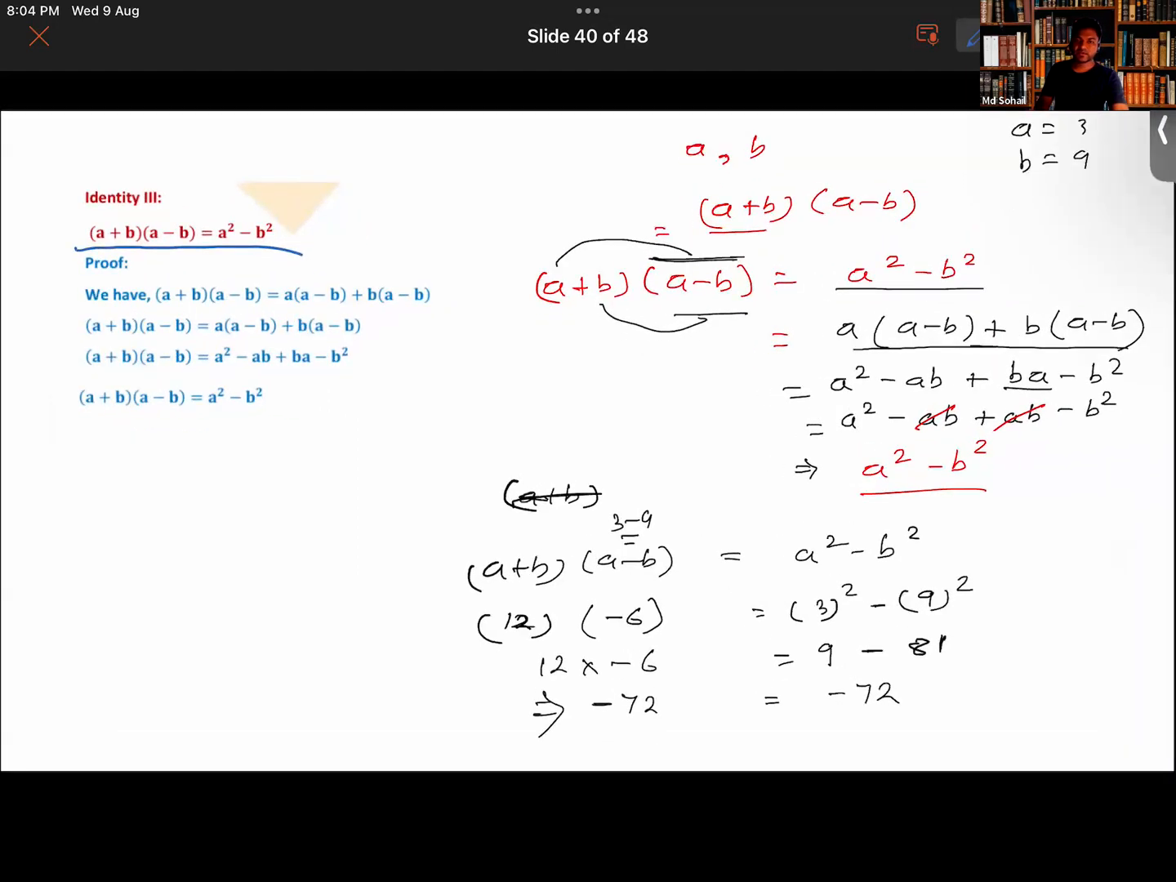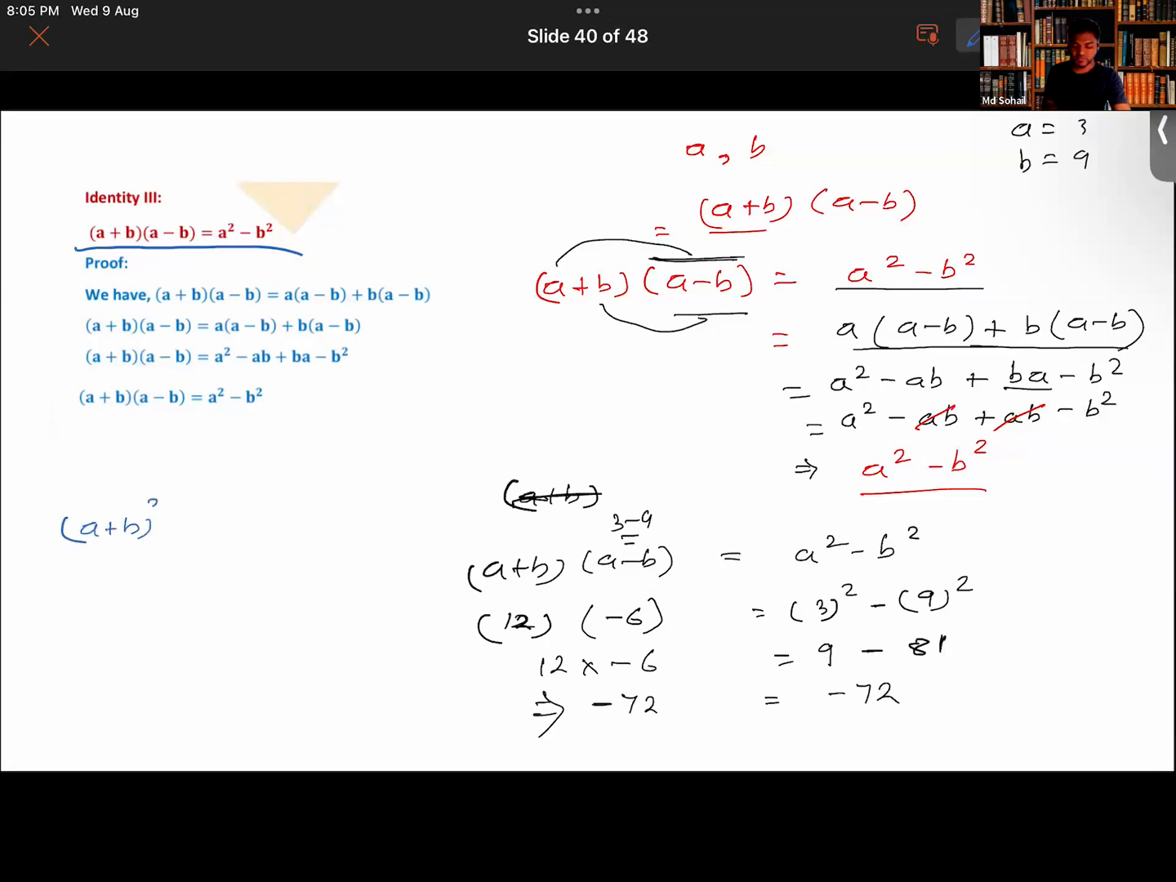Now there's one more identity. By the way, what was the first identity, guys, which we discussed? Arhan, you tell me first. The first identity which we discussed: a plus b whole square.